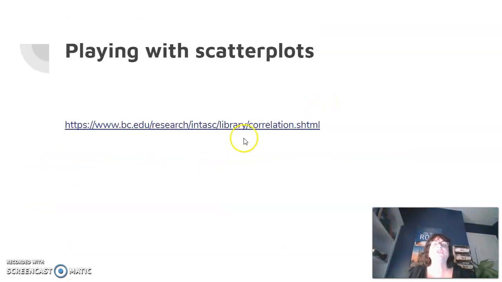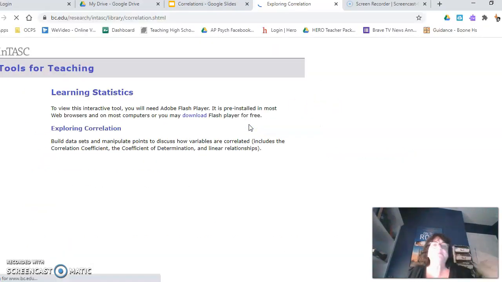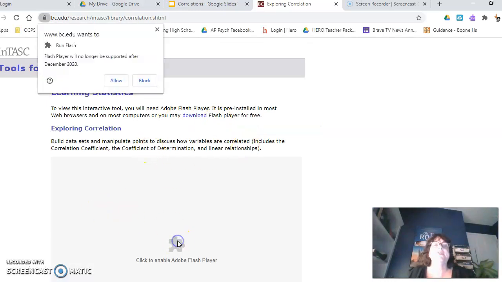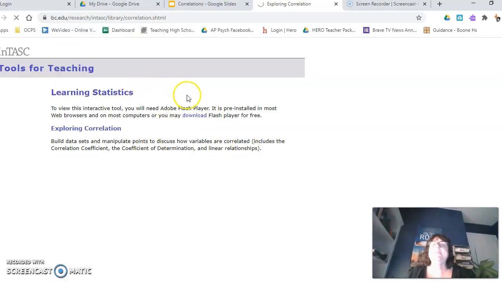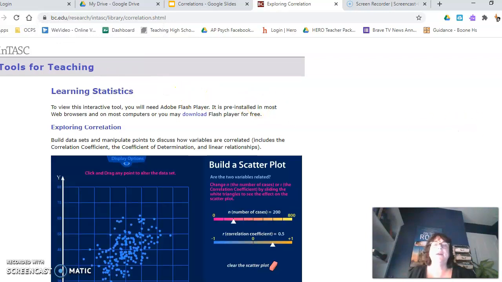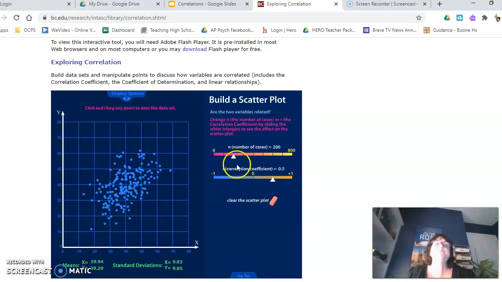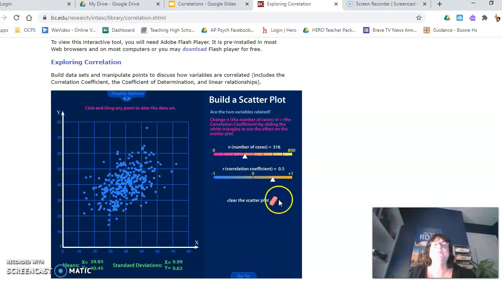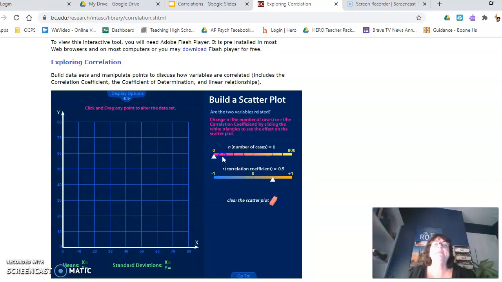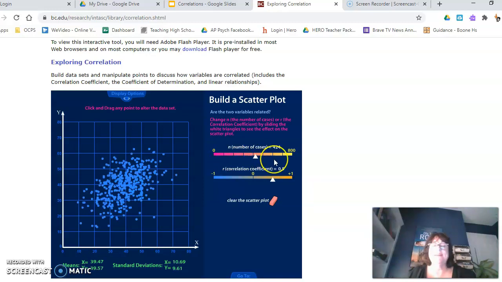One last thing I want to show you is this website. Let's see if I can get my Flash Player to work. All right, this you can play around with. I'm kind of nerdy, I kind of think it's fun. I can set the number of cases that we're tracking. Let me clear the scatter plot. All right, there's the number of cases. Okay, whoops, it's not working. Okay, so I'm going to put 400 cases. That's a lot of dots on my scatter plot.